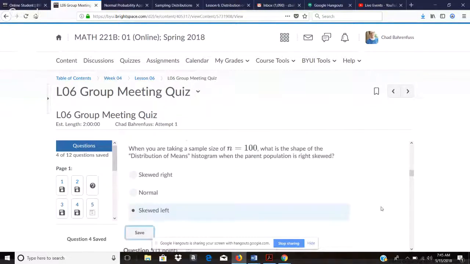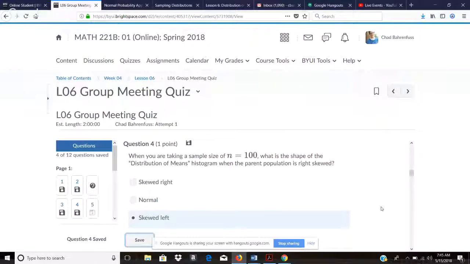Listen, and the lesson it says if the parent population is, so it's right skew or left, right? Yeah. Then sample distribution will be approximately normally distributed if the sample size is large, and 100 is really big. Because in the lesson it says that whatever is over 30 will be large. Okay.